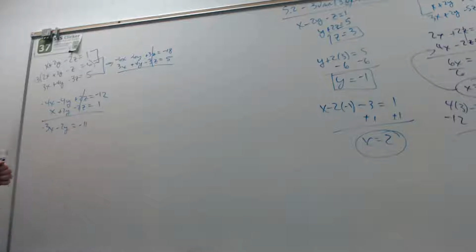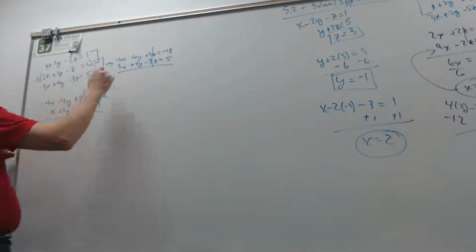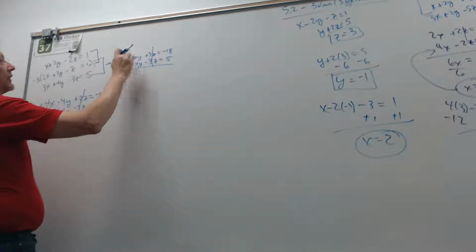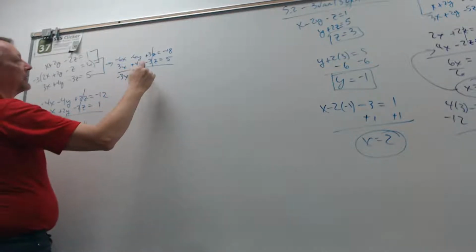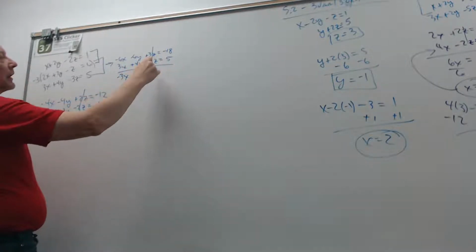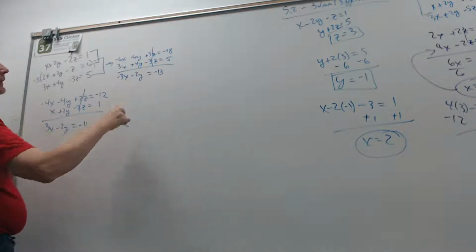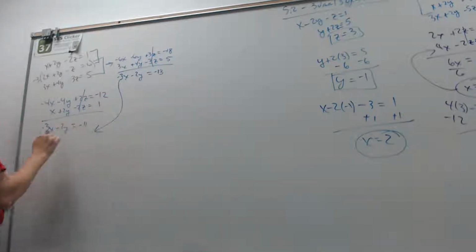-6x plus 3x is -3x. -6y plus 4, -2y equals -13, right? Yeah. So I'm going to rewrite that down here: negative 3x minus 2y equals negative 13. Okay.